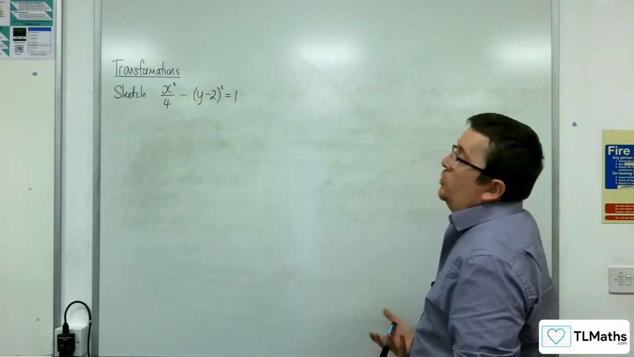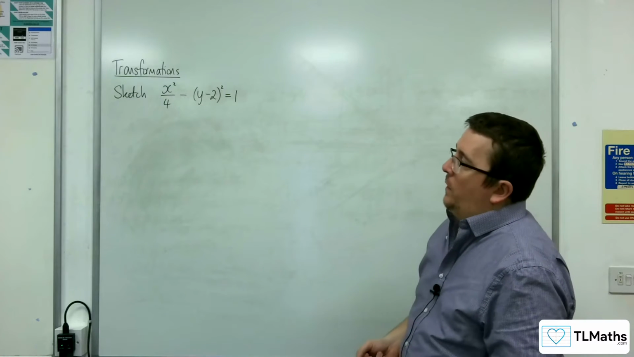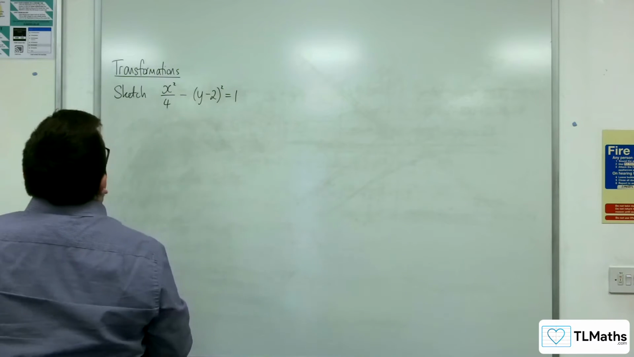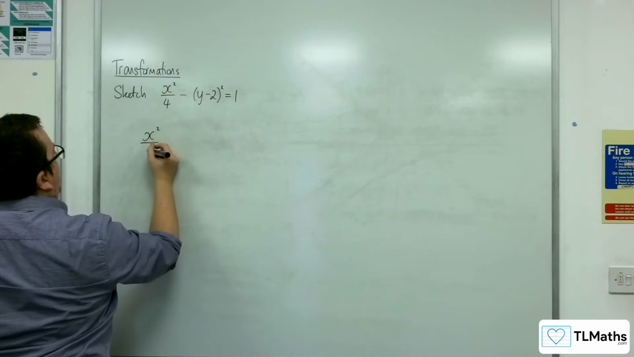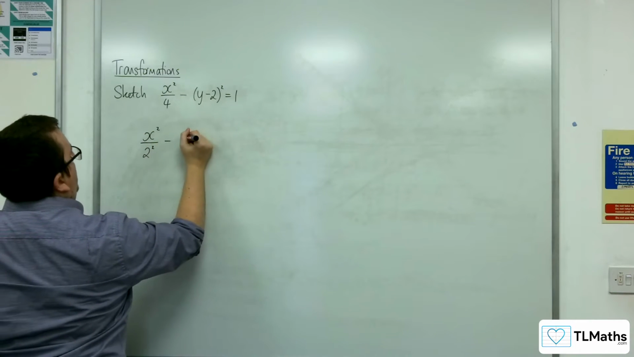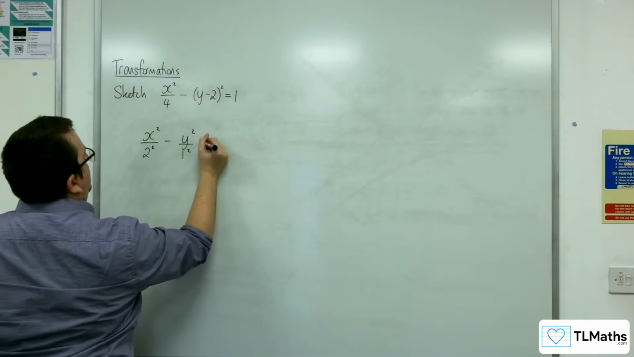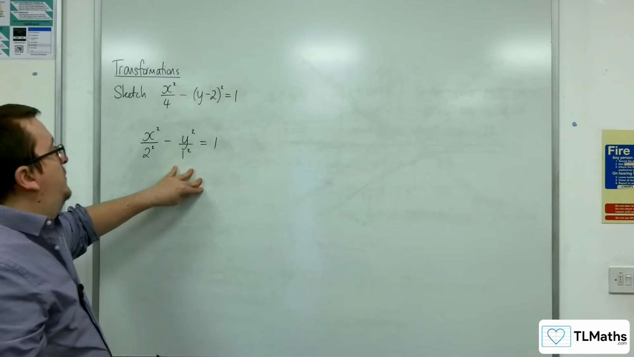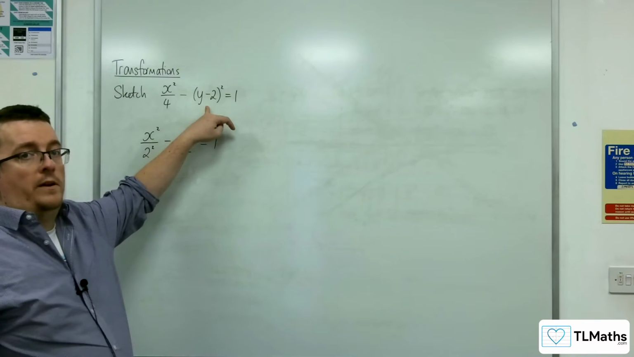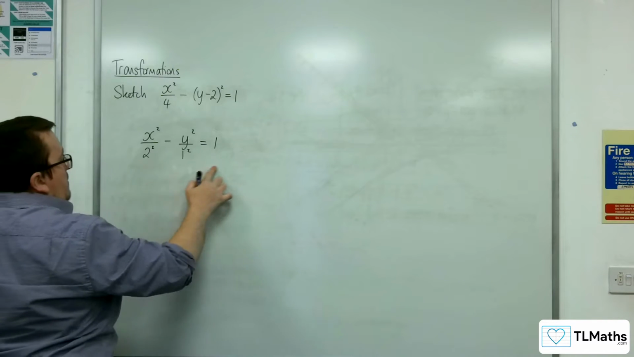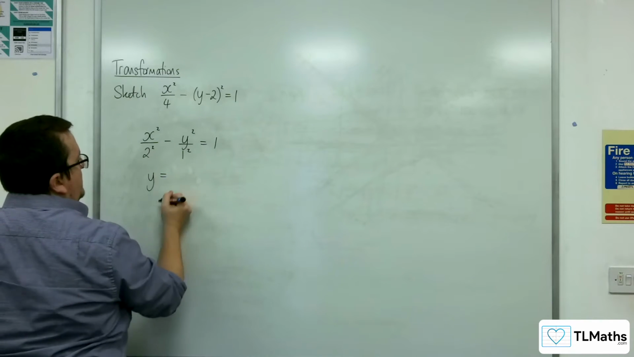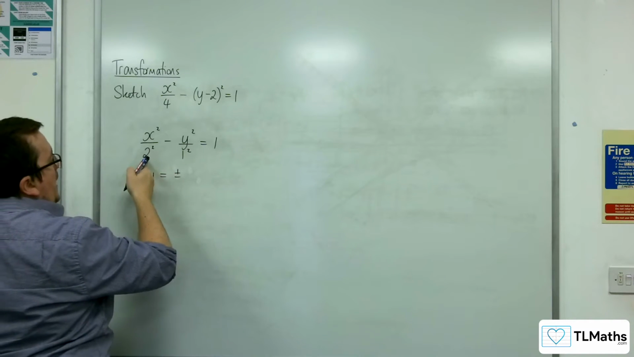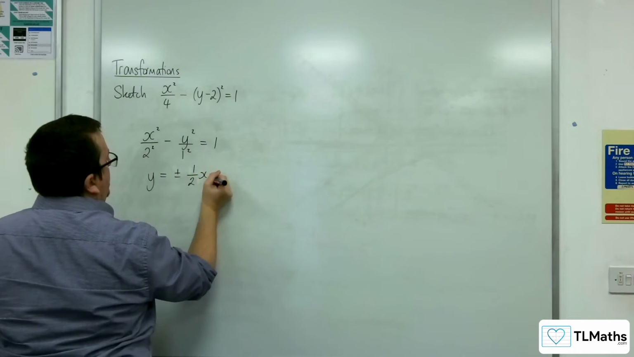In this video, we're going to sketch x squared over 4, take away (y minus 2) squared, equals 1. If you imagine that the original graph was x squared over 2 squared, take away y squared over 1 squared, equals 1, then this graph has been translated by (0, 2), because y has been replaced with y minus 2. From this we can write down that the equations of its asymptotes would be y equals plus or minus b over a x, so 1 over 2 x, 1/2 x.